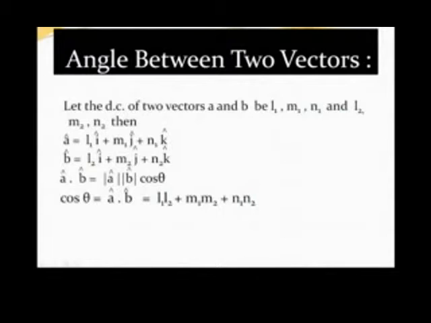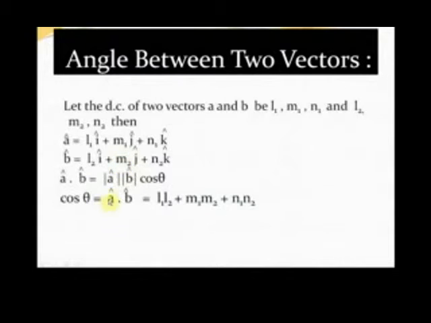The next concept is angle between two vectors. Now if we say that the direction cosines of two vectors a and b are L1, m1, n1 and L2, m2, n2, then a unit vector a could be written as L1 i cap plus m1 j cap plus n1 k cap, and similarly a unit vector b could be written as L2 i cap plus m2 j cap plus n2 times k cap. Now the dot product of these two unit vectors a and b is equal to the magnitude of unit vector a into the magnitude of unit vector b into cos of theta. Theta is, let us say, the angle between these two vectors a and b.